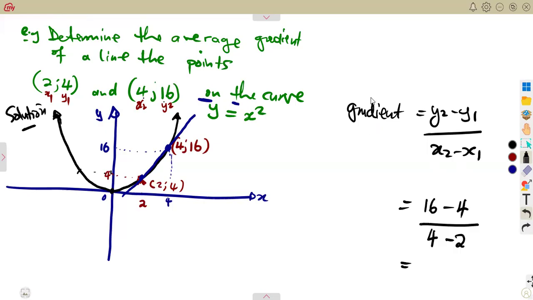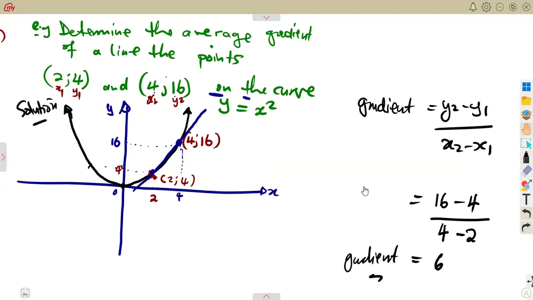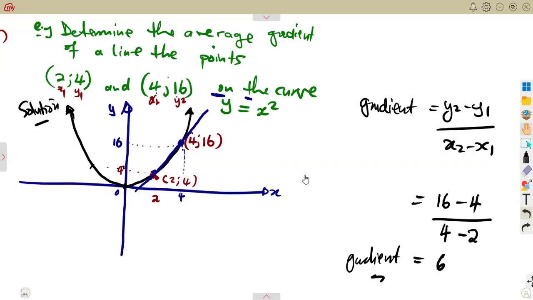So you can simplify this directly on your calculator, that is to determine the gradient of the 2 points that you're given, which is going to be something like a 6. So meaning to say the average gradient on this curve from the 2 points which lie on the curve is going to be a positive 6. So that is the concept that you are given. The points that you are given are supposed to maintain the properties of the function that you are given. It is supposed to lie on that function.